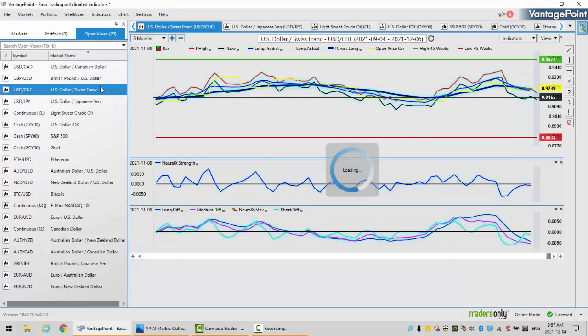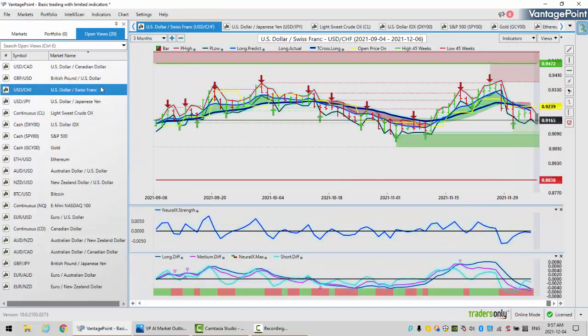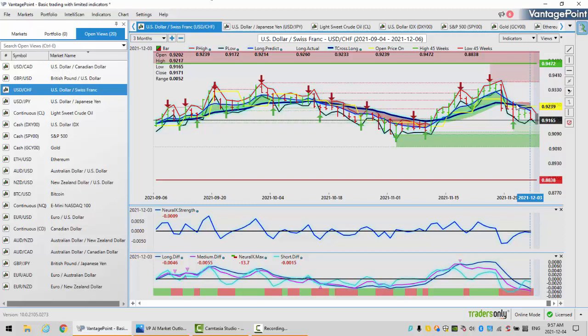Now, when we look at US Swiss franc, a counterpart, the inverse correlation to the euro US trade, you can see that we've struggled again here using the VantagePoint long predicted, which is the long-term crossover with the blue line only, and the T-cross long, which is our main line in the sand. We then apply the weekly opening price, and you can see that US Swiss franc has held below the weekly opening price the entire week.